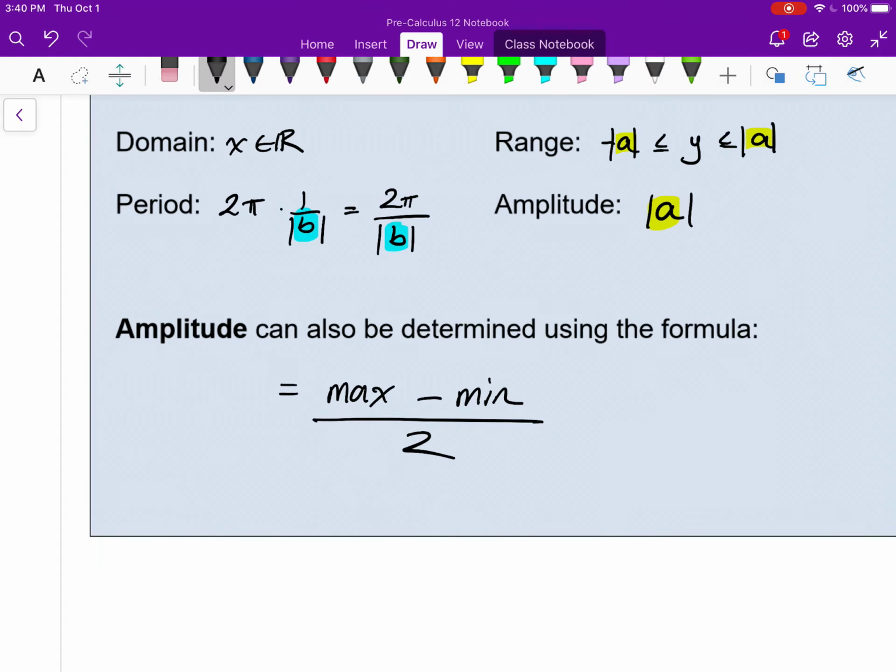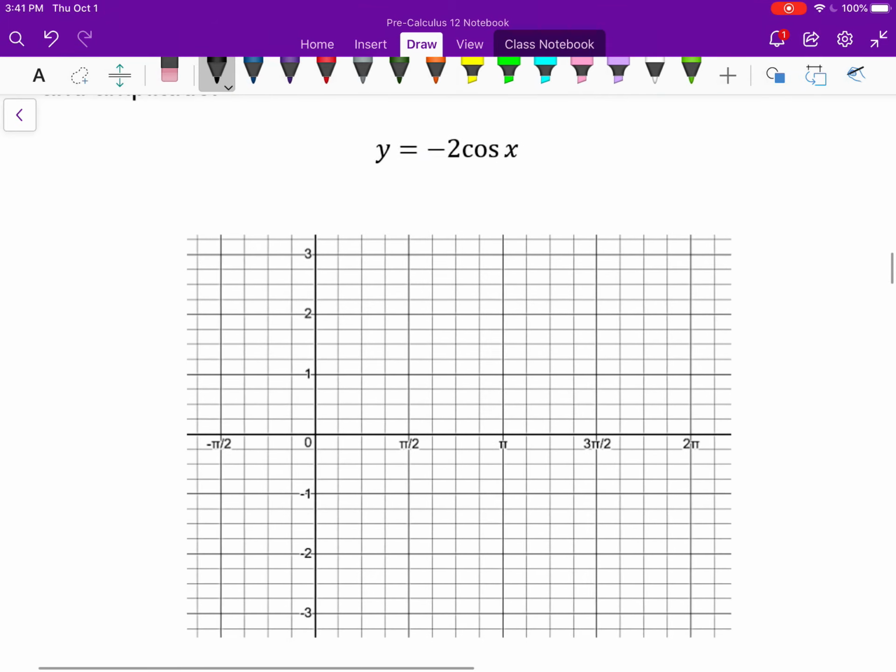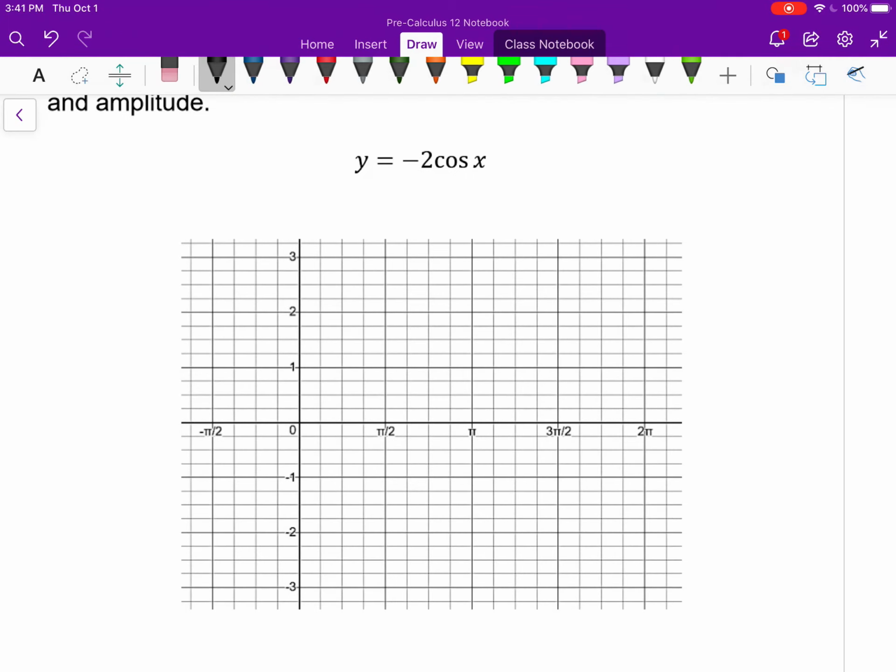It will become useful in later lessons. But it's true, so why not state it? Okay, so let's try to show our understanding of these by sketching some basic transformations. So I want to sketch -2 cos of x.